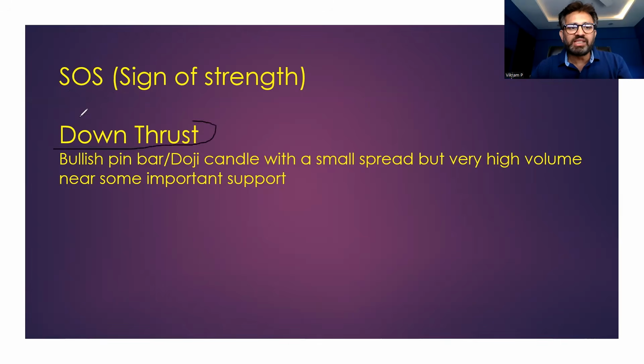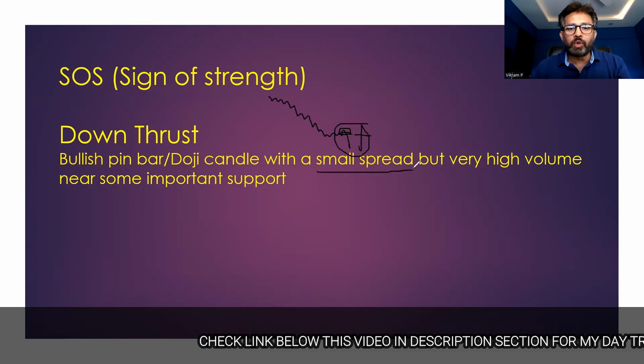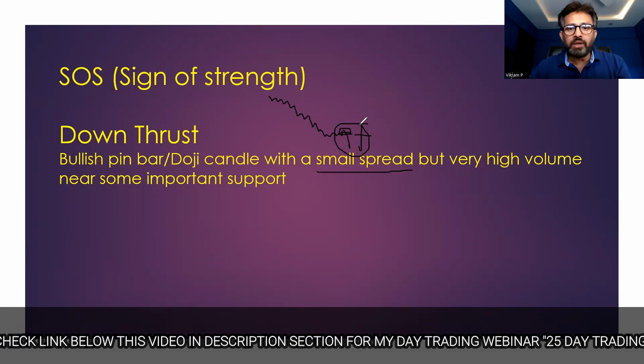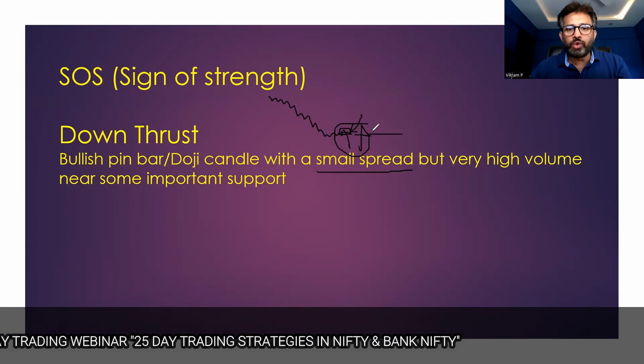First thing I am going to discuss is down thrust in sign of strength. What is down thrust? Down thrust is a bullish pin bar or doji candle with a small spread but very high volume near some important support. So if you see that the market is in a downtrend and it is making a bullish pin bar or doji, the spread is small. Whenever there is a doji or pin bar, the spread is always smaller because open and close are close together in a pin bar and doji.